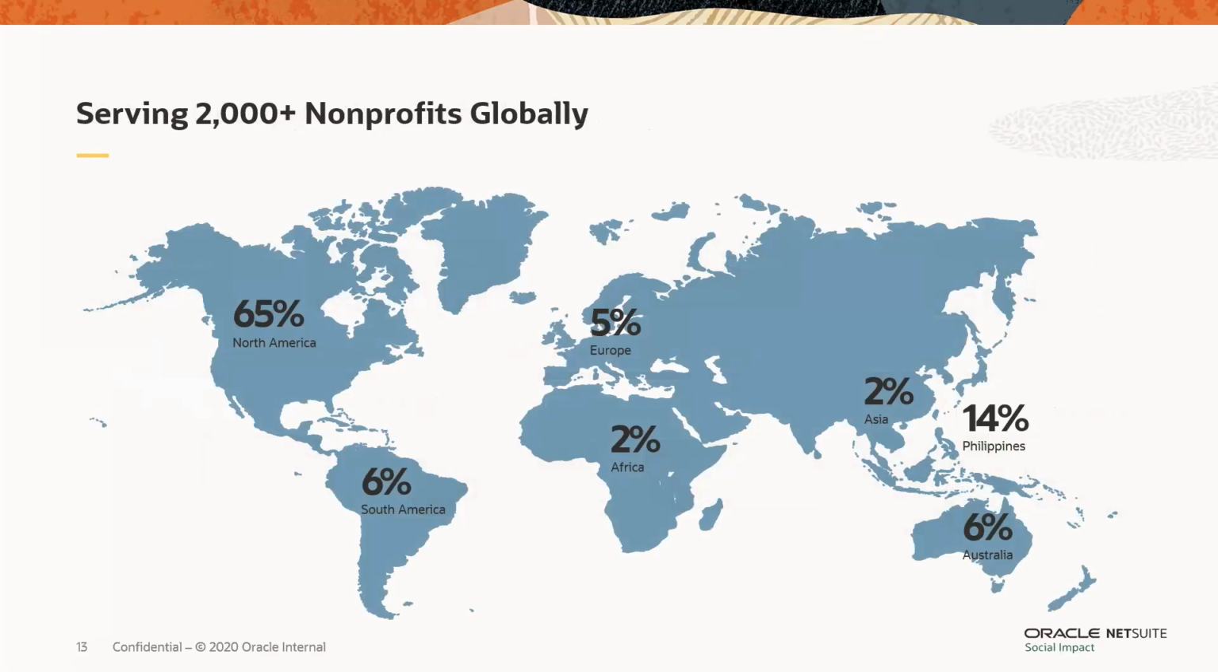So as I mentioned, we support over 2,000 nonprofits globally. This really shows our understanding of different types of nonprofits, and in the different areas of the world as well. So really wanting to support the nonprofits that make a difference to our communities, but also globally as well.